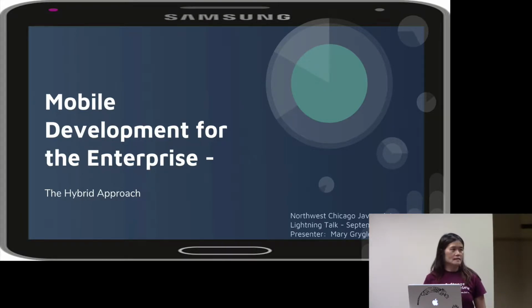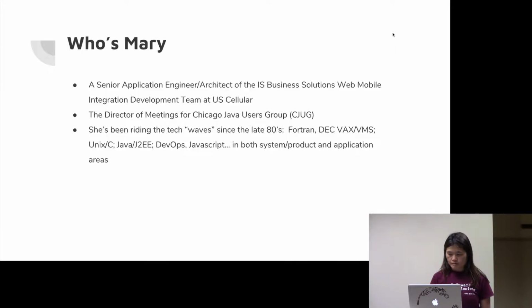My topic today is mobile development for the enterprise, and I call it the hybrid approach. I'll just give a quick introduction. I'm Mary Grygleski. I work for a wireless company. I'm a senior application engineer architect for the web and mobile team at US Cellular. I'm also director of meetings for Chicago Java Users Group.